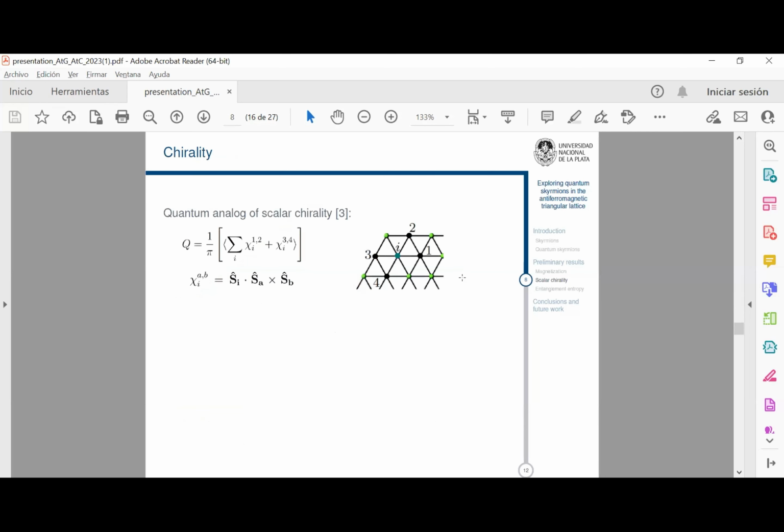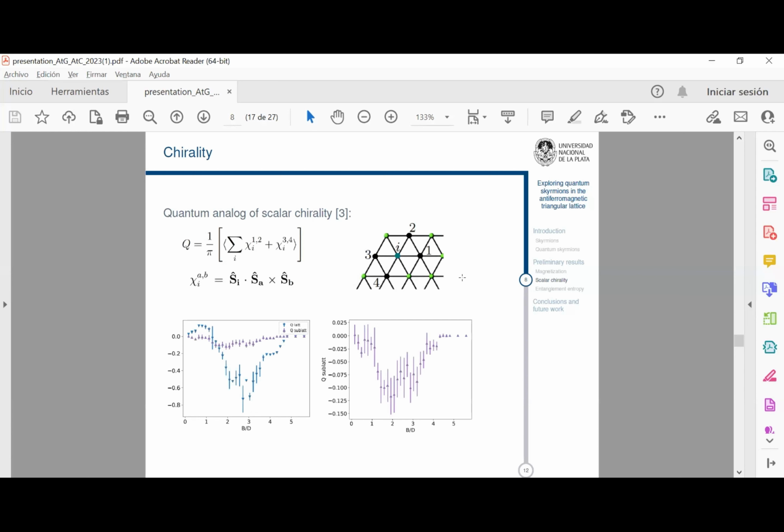Okay. So now about the chirality, as I was saying a little bit earlier, the chirality was the quantity that signaled the emergence of a skyrmion. And in this case, since we're trying to consider a quantum analogous system, we are studying a quantum version of that chirality, which instead of having the triple product of the magnetic moments, what we have is the expectation value of the triple product of the spin operators. And the results are the ones I'm showing you in these two pictures below.